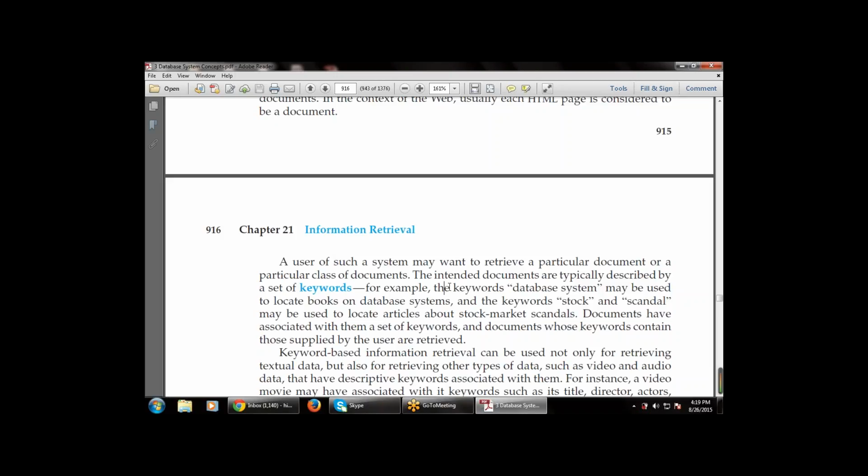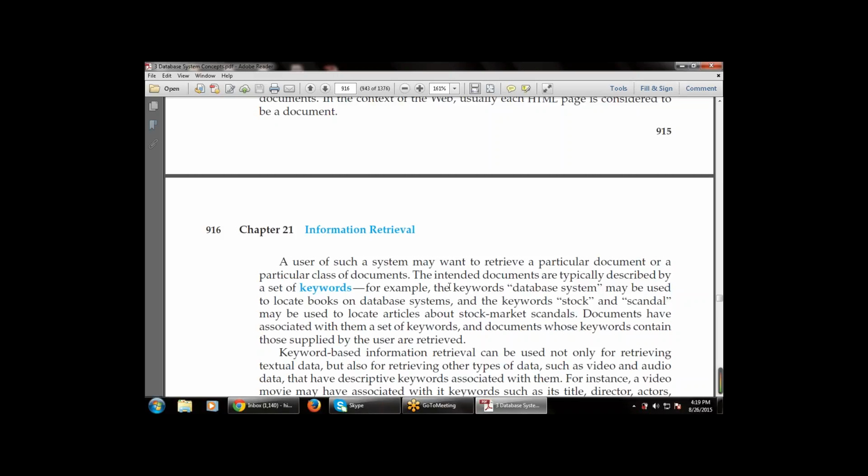Documents have associated with them a set of keywords. A document whose keywords contain those supplied by the user is retrieved. Next, keyword-based information retrieval can be used not only for retrieving textual data, but also for retrieving other types of data.